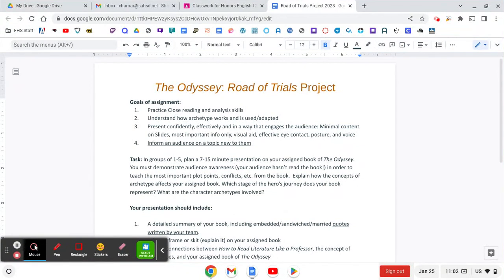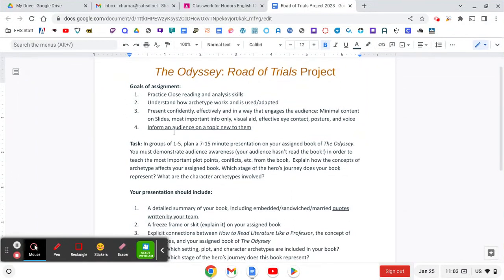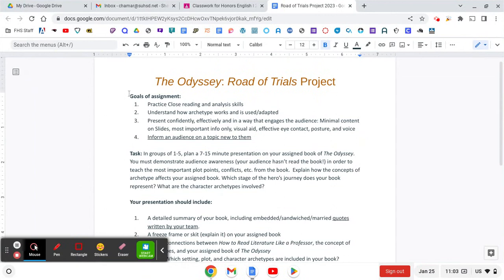So Thursday, you should start reading the book as a group, talk about it, make sure you all understand the main plot points and characters, and then we'll dive into the rest. You have the bulk of Friday and then over the weekend to finish the Road of Trials project, okay? Remember, you're just presenting on your assigned book.